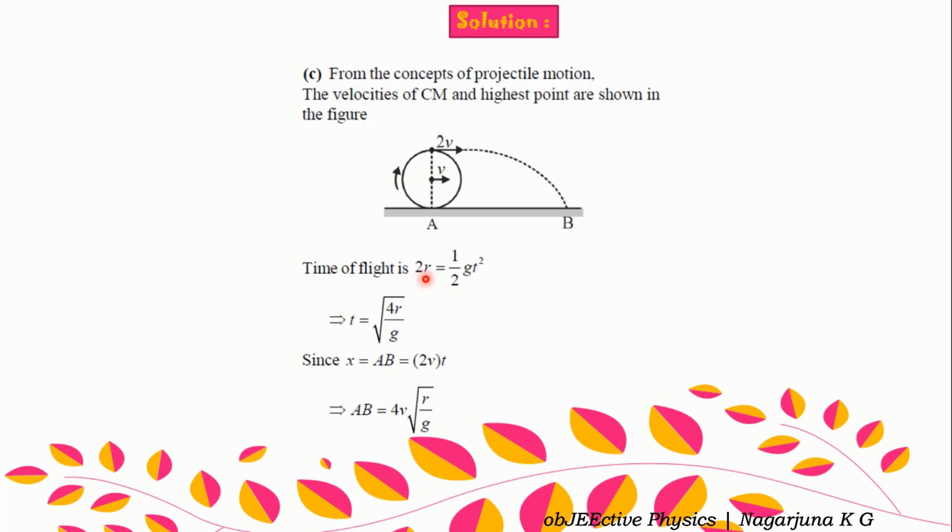Time of flight is equal to, from s is equal to u t plus half a t square formula, initial velocity 0, the height is equal to, or s is equal to 2r, diameter, is equal to half into g t square, or t is equal to square root of 4r by g. Since x is equal to AB, that is distance travelled from A to B, this horizontal distance AB is equal to velocity into time. The initial velocity in the horizontal at the highest point is 2v, into t. That implies AB is equal to 4v into square root of r divided by g. Option C is the right option.